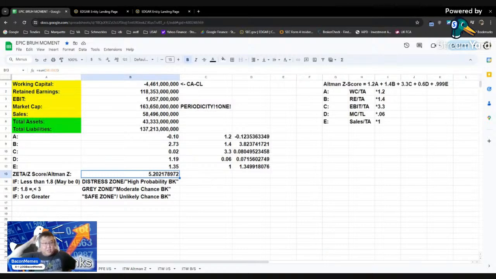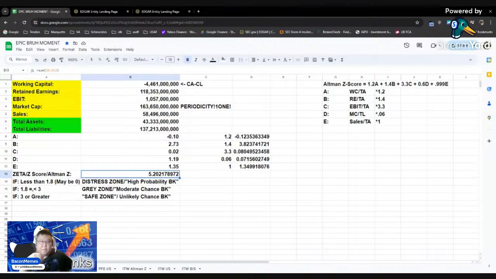And what the heck does this mean? Well, before 2019, broadly speaking, Dr. Altman and his team originally had ranges when it came to this number. If the Altman Z score was less than 1.8, then there was a quote unquote distress zone. So anything below 1.8, high probability of declaring bankruptcy or default, distress. Whereas if a company's Altman Z score was at 1.8, or right at or just under 3, it was in a gray zone. There was a quote unquote moderate chance of bankruptcy or going into default.